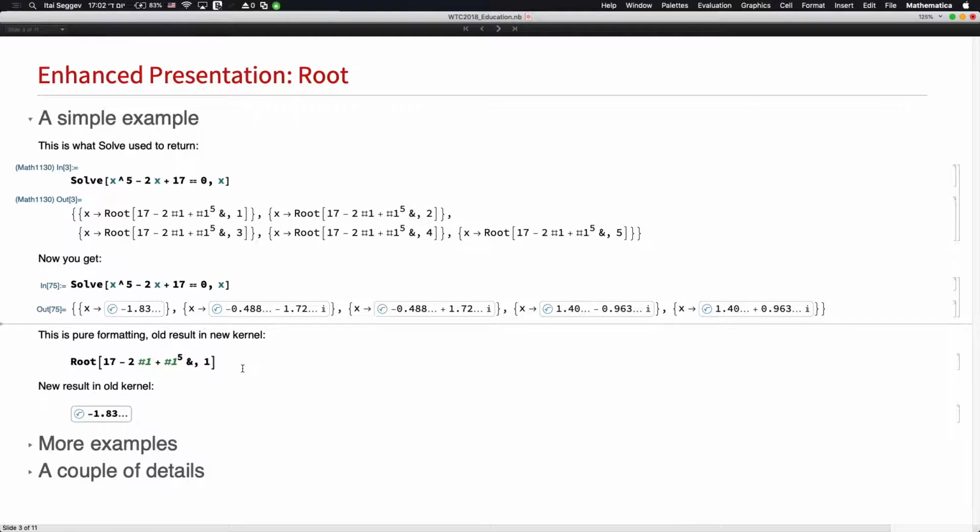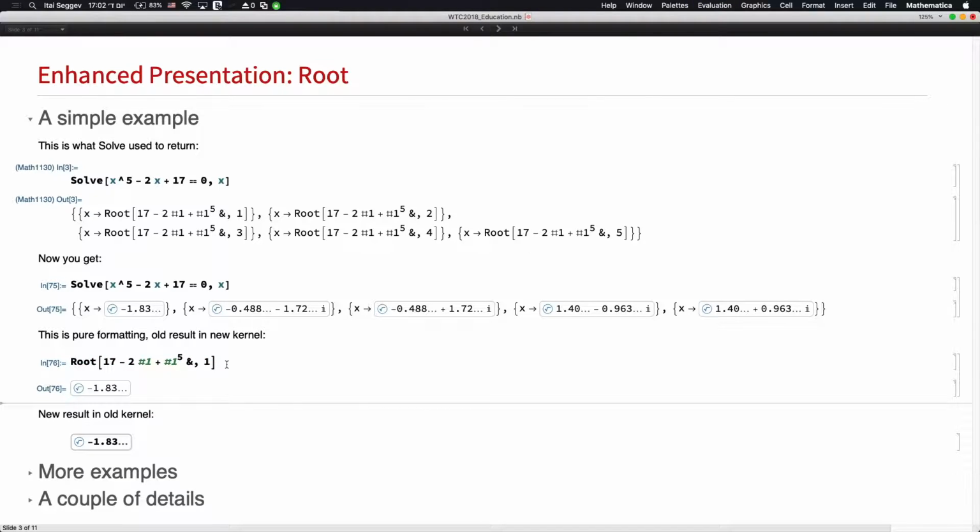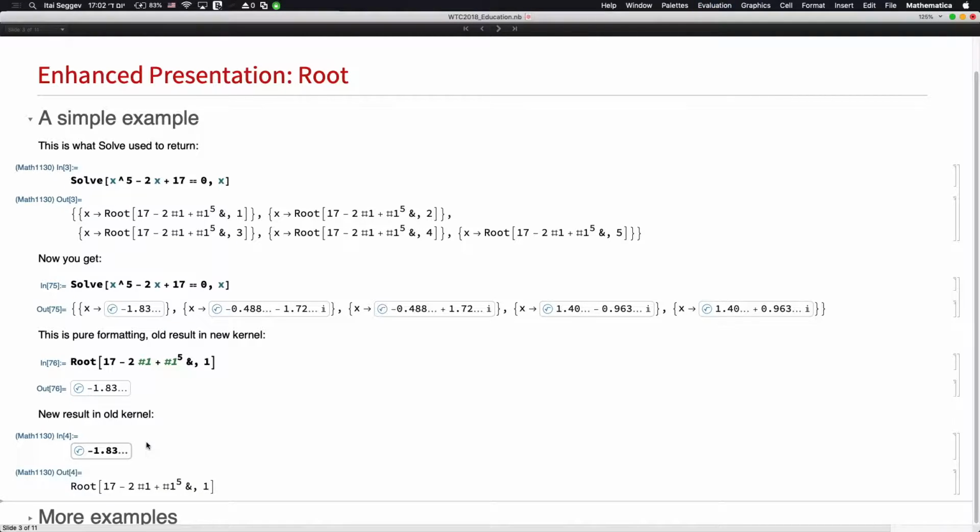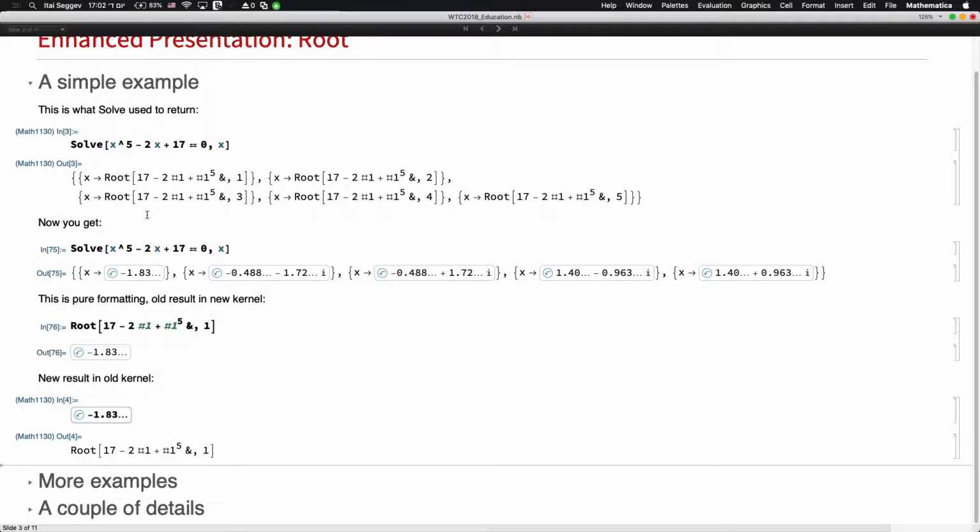If I take the old result and stick it in the new kernel, then I see something that looks like the new result here. Conversely, if I take this new looking result and stick it into an old kernel, it evaluates to what it gave. So this is purely a change in formatting, not a change in what's actually returned. It's what we in the biz call typesetting.